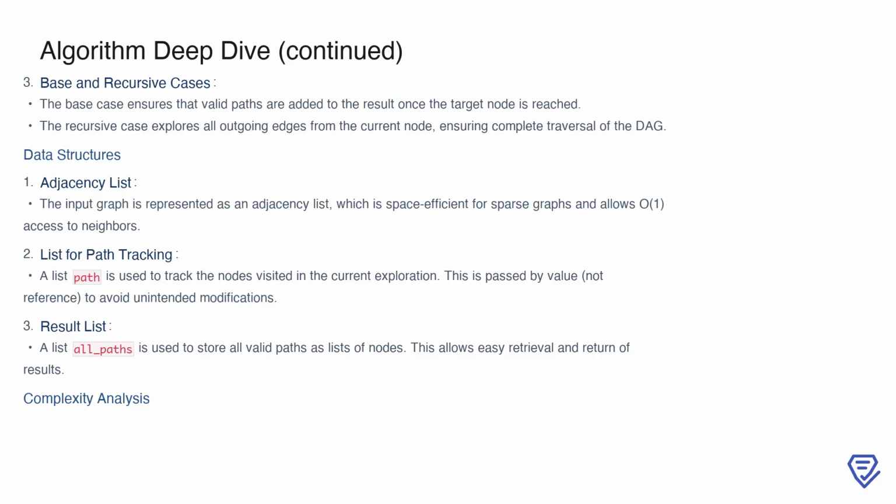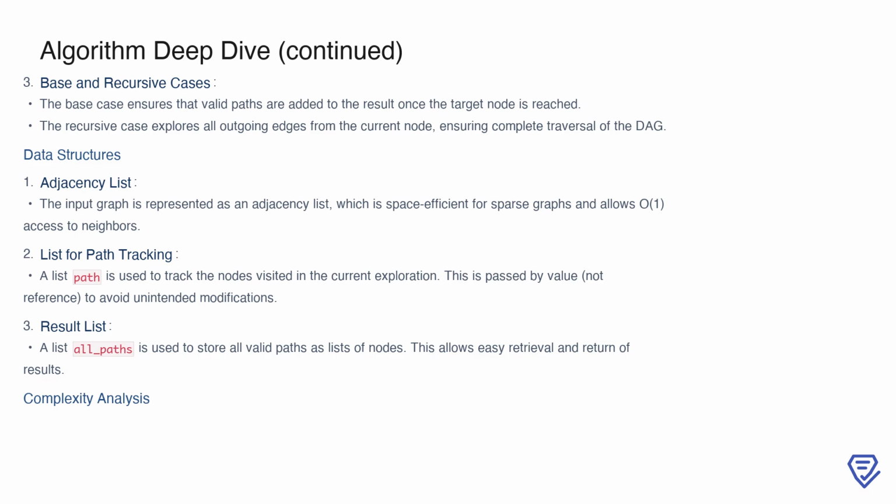The algorithm handles both base and recursive cases seamlessly. The base case ensures that as soon as the target node is reached, the current path is saved as a valid solution. The recursive case ensures that all outgoing edges from the current node are explored, guaranteeing a complete traversal of the DAG. To achieve this, we use three key data structures.